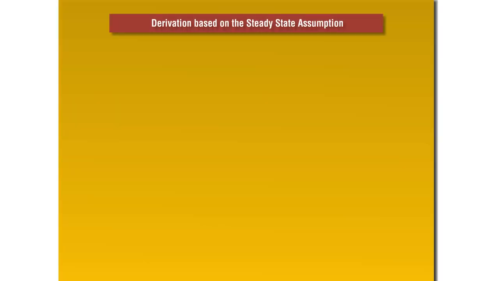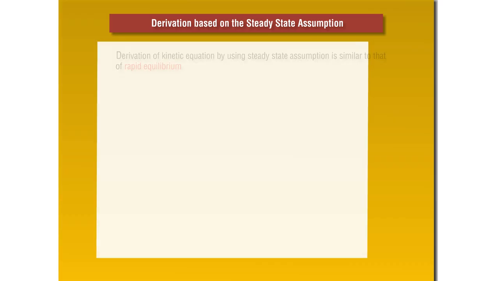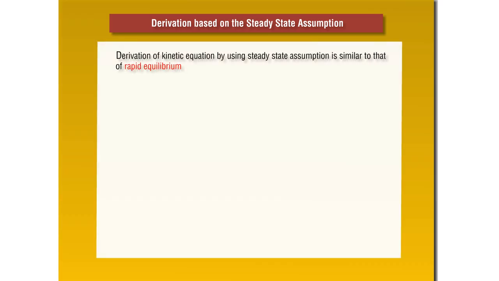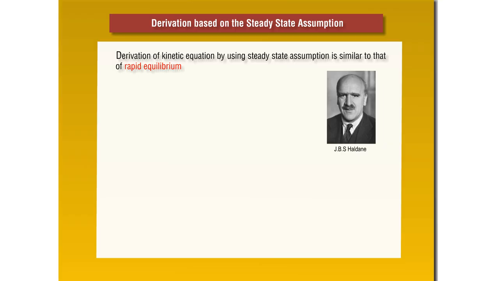Let us now examine the steady-state assumption. The derivation of the kinetic equation using the steady-state assumption is similar to that using the rapid equilibrium assumption, with a key exception. After the Michaelis-Menten equation, a slightly improved equation derived using the steady-state assumption was published about 12 years later by Briggs and Haldane in 1925.